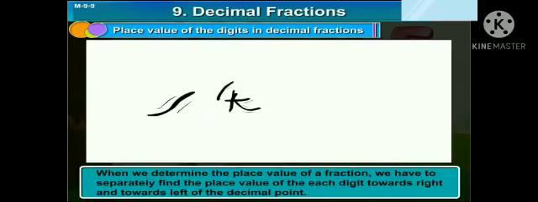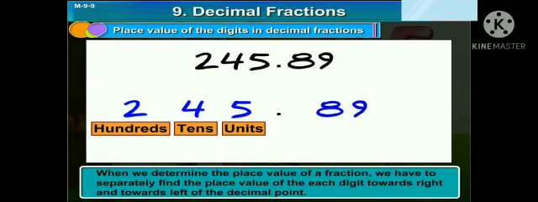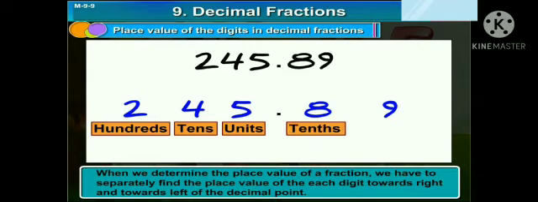Place value of the digit in decimal fractions. When we determine the place value of a fraction, we have to separately find the place value of each digit towards the right and towards the left of the decimal point. Units, tens and hundreds. After the point, it is the tenths and hundredths place.